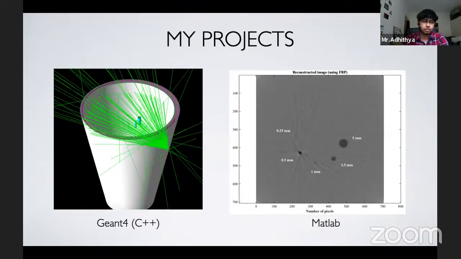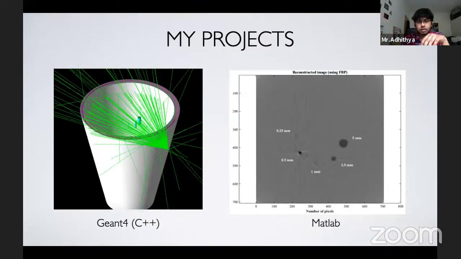For example, the radiation source is a fan beam, and it passes through the objects, which are the blue cylindrical objects. On the opposite side is the detector. These detector objects collect the data, attenuation data basically, and save it in text files. These text files are read in MATLAB, and we have to understand the geometry in order to reconstruct the image. This is a reconstruction which I did.